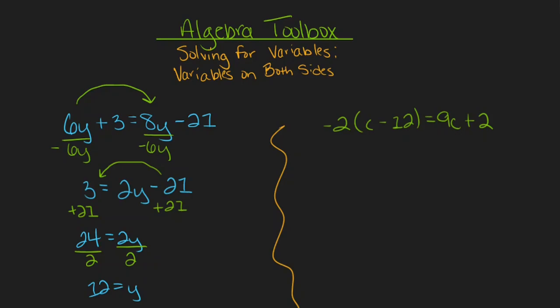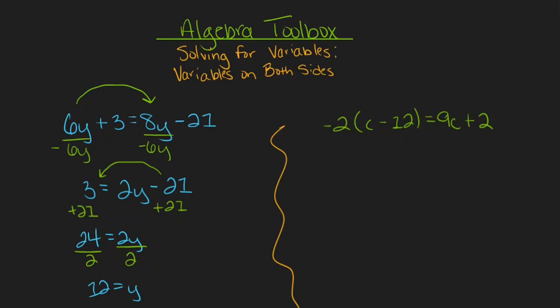In this problem, we have negative 2 times the quantity c minus 12 equals 9c plus 2. I see that I have this issue of having my variable on both sides of the equal sign again, but I have the additional difficulty that one of those variables is trapped inside grouping symbols. So before I can start making any moves to try to bring these variables to the same side of the equal sign, I first need to get rid of those grouping symbols.